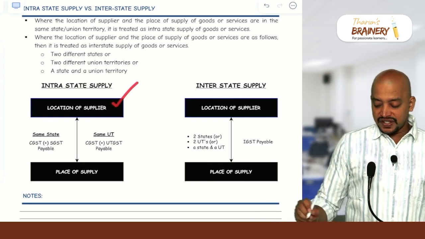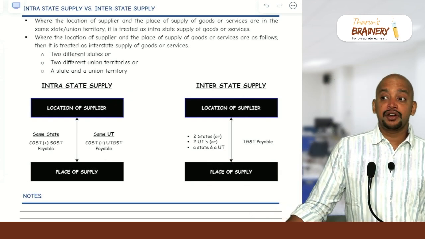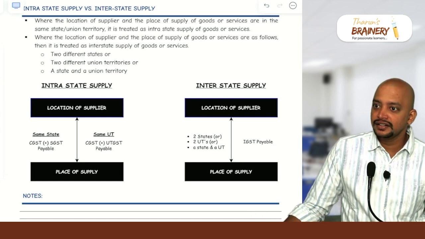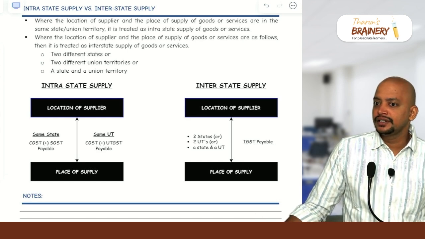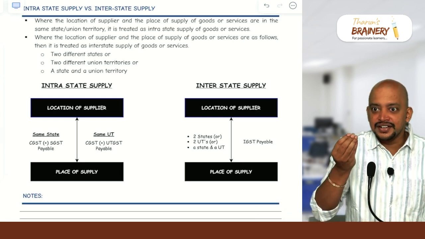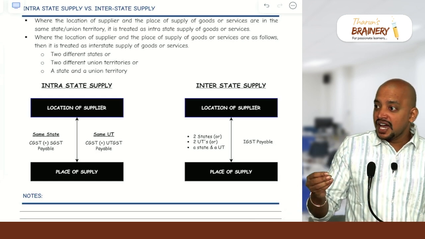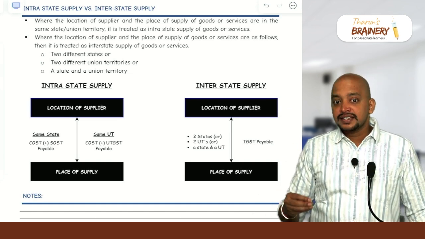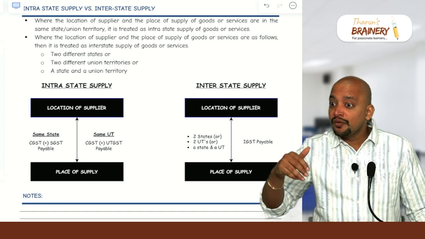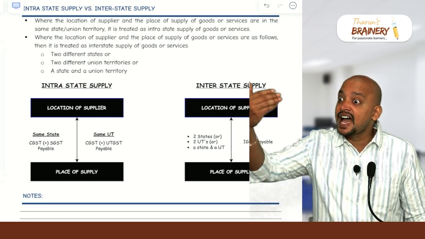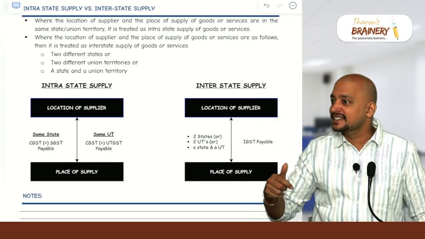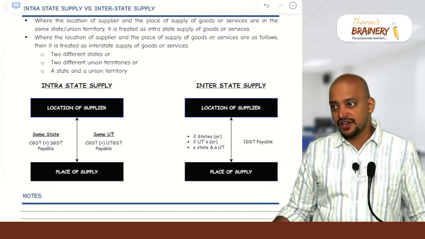So what is location of supplier? Where the supplier is located. How to identify? If they are registered, that registered place. If they are providing services from their registered place, that registered place. Suppose if they are registered but providing services from a different establishment, then that fixed establishment or business establishment will be taken as the location of supplier.